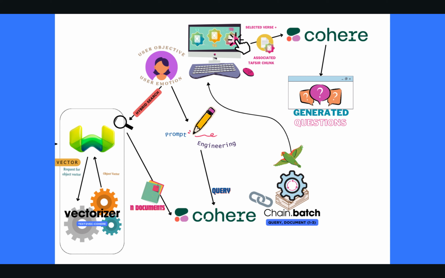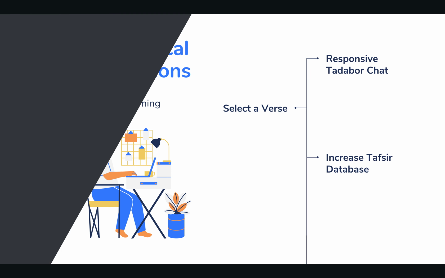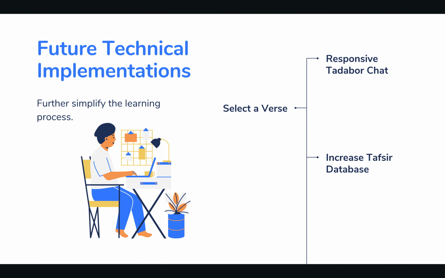If the user wants to select a verse, we then again take the associated tafsir and the verse, send it to the Cohere large language model, and generate 3 questions for the user to do further tadabbur on. So here's just that overall if you want to see it in one photo. And these are just some future technical implementations that we hope to do.